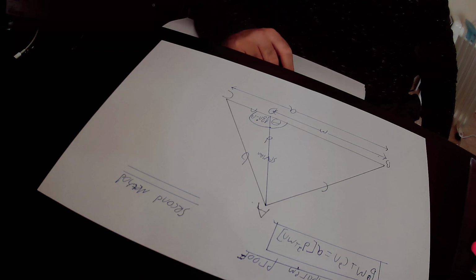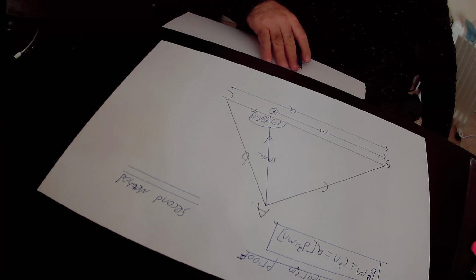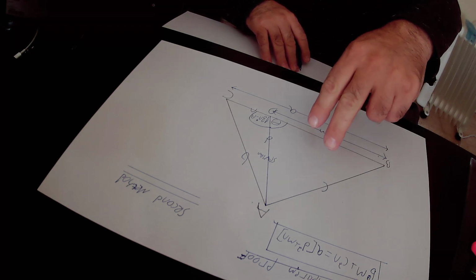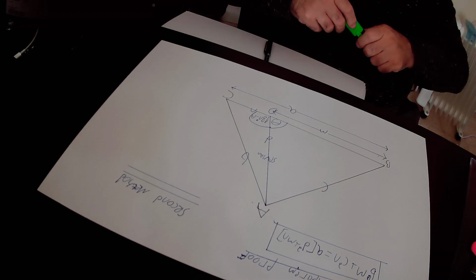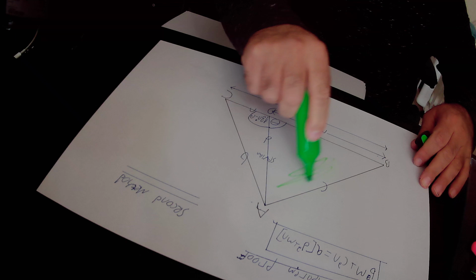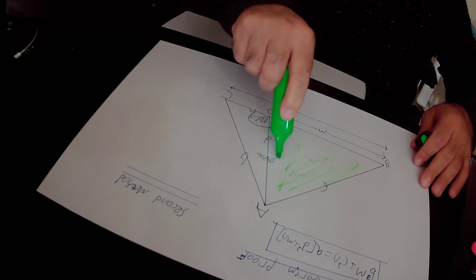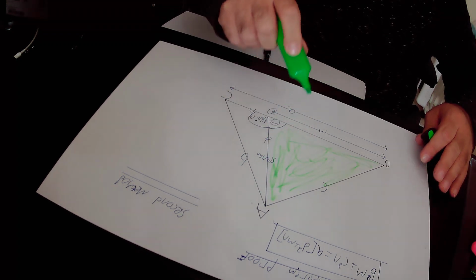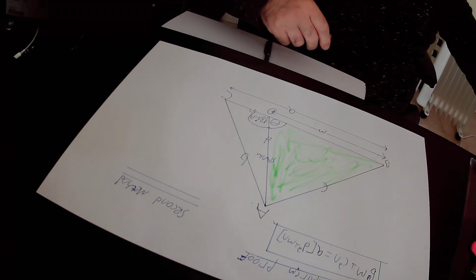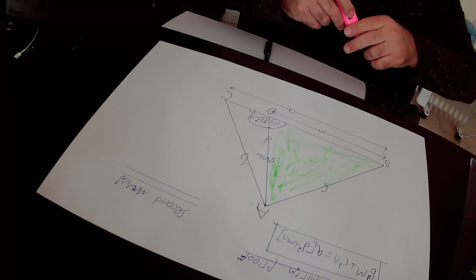Okay. In the next step, we will implement the law of cosines in triangle ADB, the green triangle, triangle ADB. And then we will implement the same law, the law of cosines, in the pink triangle, triangle ADC.